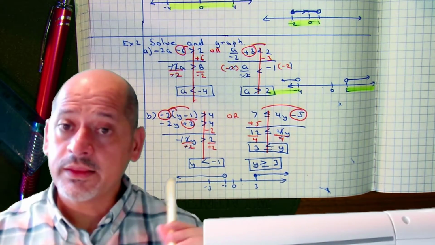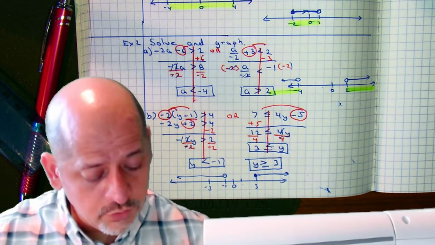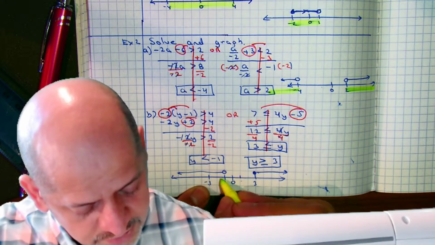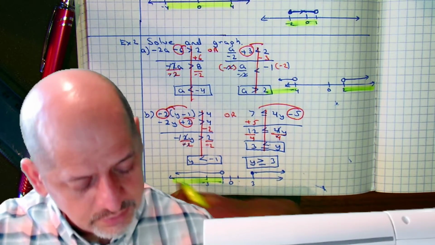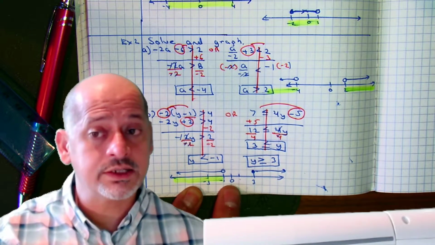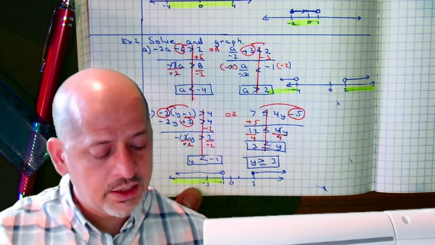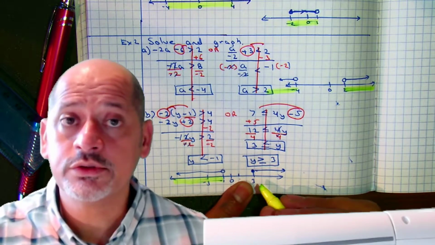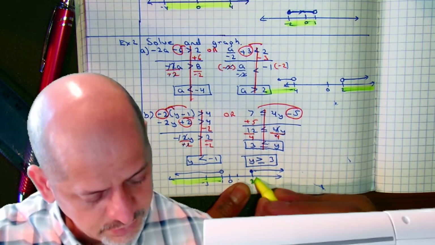And I'm going to highlight the answers. So all of the answers can be on the left, including -3, excuse me, -1. -3 is the solution, but -1 is not because there's no equal sign. And how about on the right? Is 3 part of the solution? Yes. 3 or anything to the right.